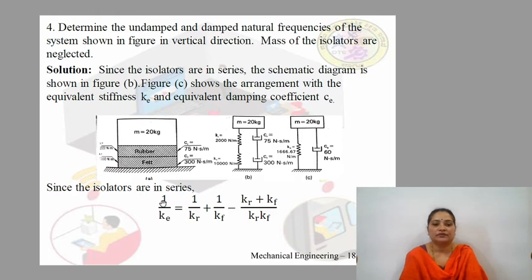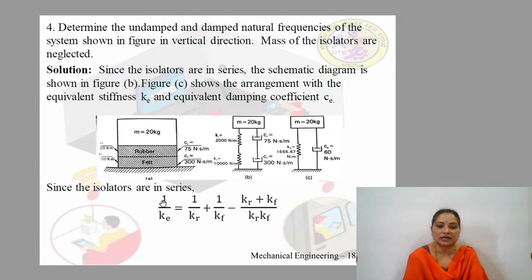Next we have another problem, that is, determine the undamped and damped natural frequencies of the system shown in the figure in vertical direction. The mass of the isolators is neglected. In the figure given, we have figure A, wherein there are two isolators, that is the rubber and felt, upon which the mass of 20 kg is placed. The figure is simplified and written in the form as shown in figure B.